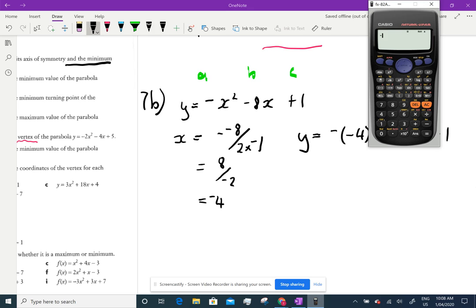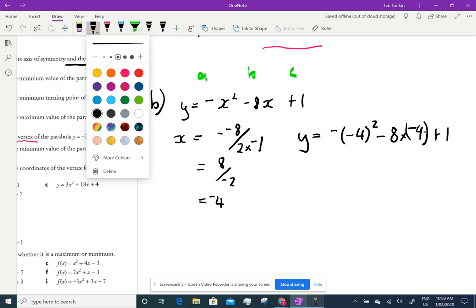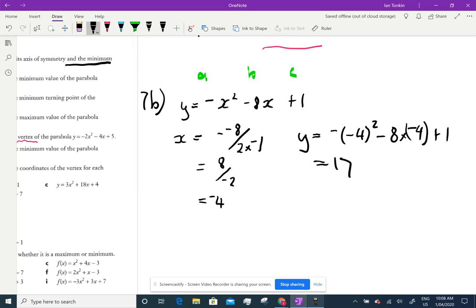So what have I got? Negative, bracket, -4 squared, minus 8 times bracket -4, close the bracket or parentheses, plus 1, 17. So y equals 17. And that's our vertex. -4, write it as a coordinate, and 17.